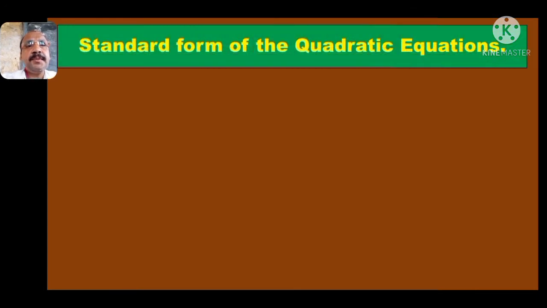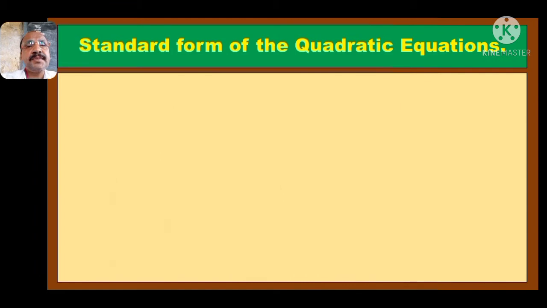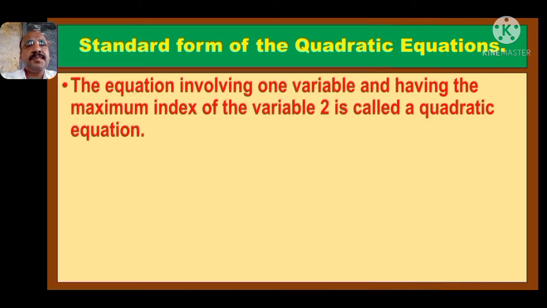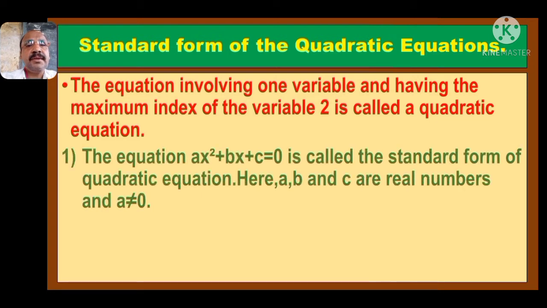Now, the standard form of the quadratic equation. We know the standard form. An equation involving one variable and having the maximum index of the variable as 2 is called a quadratic equation. The equation ax² + bx + c = 0 is called the standard form of the quadratic equation. Here a, b and c are real numbers and a is not equal to 0.